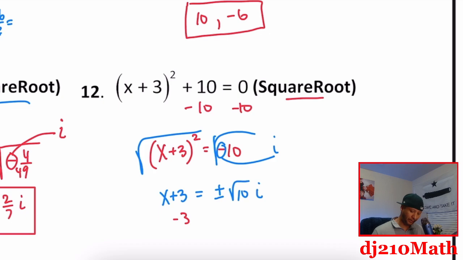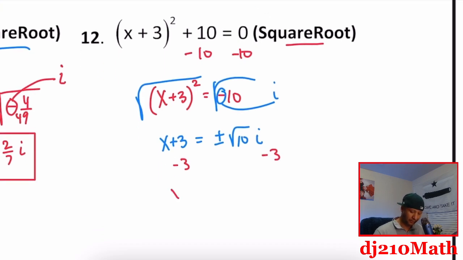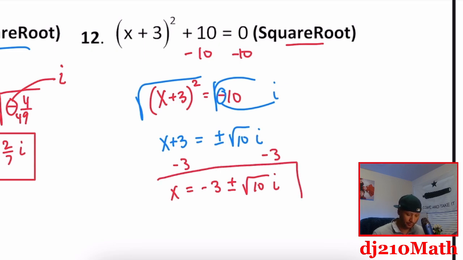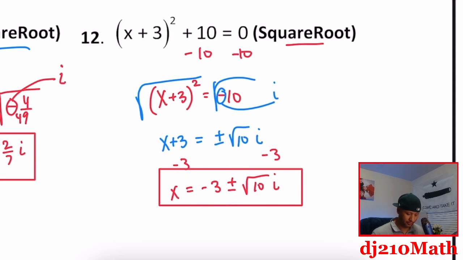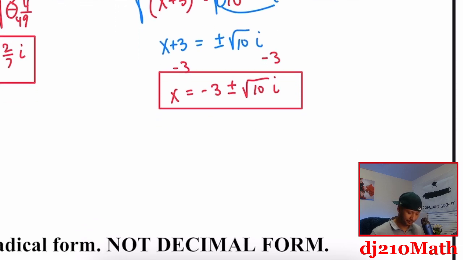All right, so this is going to be minus 3, minus 3. So x equals negative 3 plus or minus the square root of 10 times i. Now, if the part under the square root had been a different number that could be broken down more, then we would have done that, but there's no need. Okay.